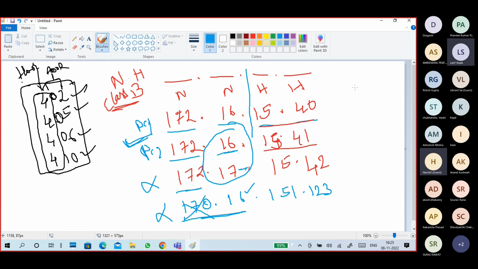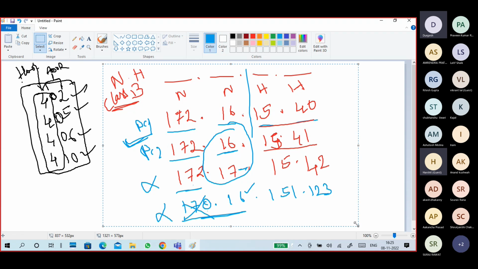You guys understand network and host portions? Yes, sir.